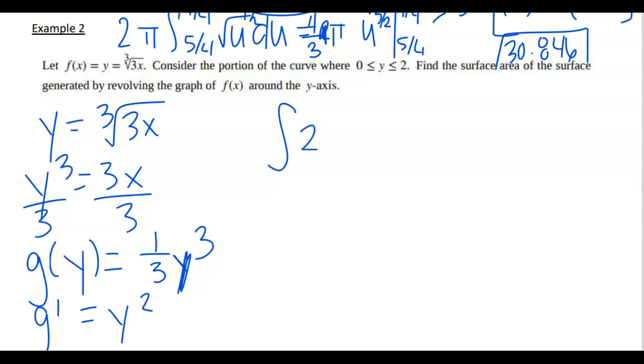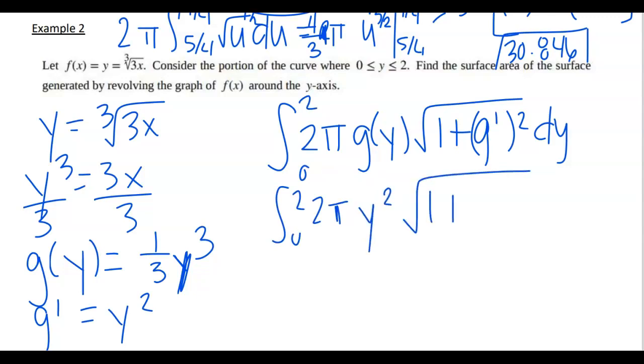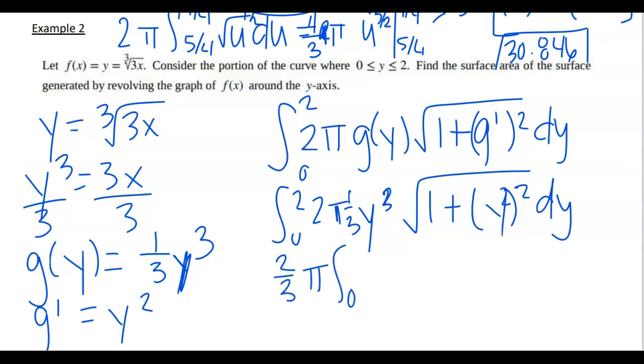So we're going to integrate 2 pi g of y times the square root of 1 plus g prime squared dy from 0 to 2. Y squared, 1 plus, ooh, I lied, 1 third y cubed. There we go. And then y squared squared dy. So I'm going to end up with 2 thirds pi on the outside, 0 to 2. I have a y cubed and then a square root of 1 plus y to the fourth.